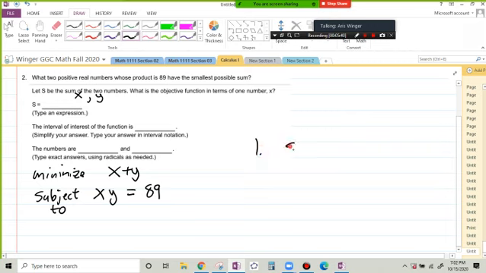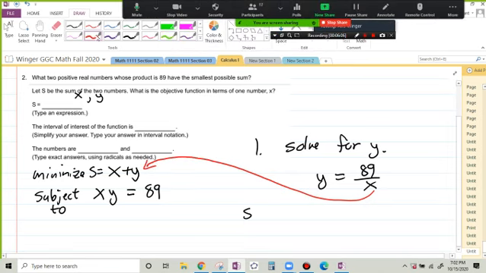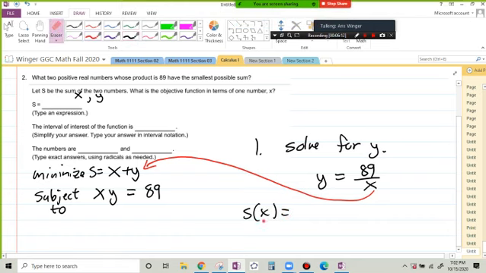Okay, so first step again is solve for Y. Right, so Y is equal to 89 over X. And again, as we said before, the point of doing this is to create S, which is currently a function of X and Y, to be only in terms of X. S is currently X plus Y, but now this is equal to X plus 89 over X, and that is what they want here.